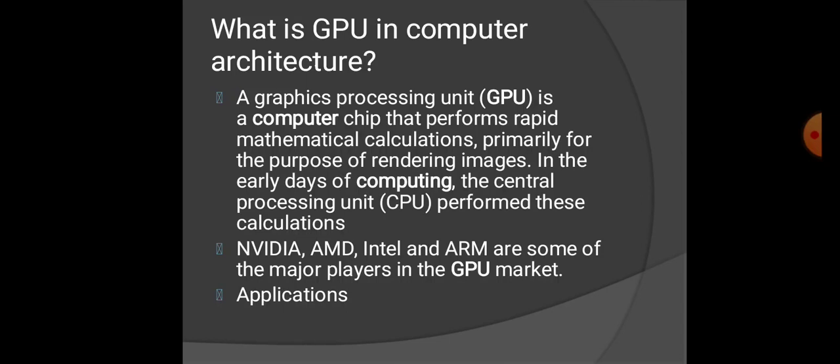GPUs are used in embedded systems, mobile phones, personal computers, workstations, and game consoles. They are developed by NVIDIA, ATI, AMD, Intel. Some of the applications of GPU: computer games, designing automobiles, movie animations, medical fields, and graphical user interfaces.